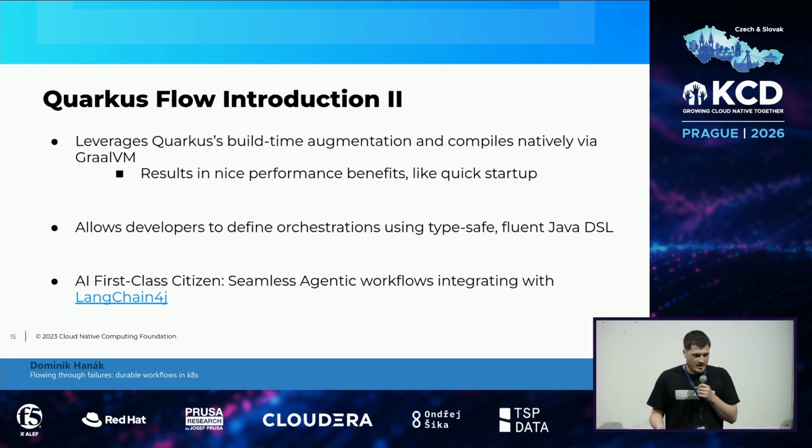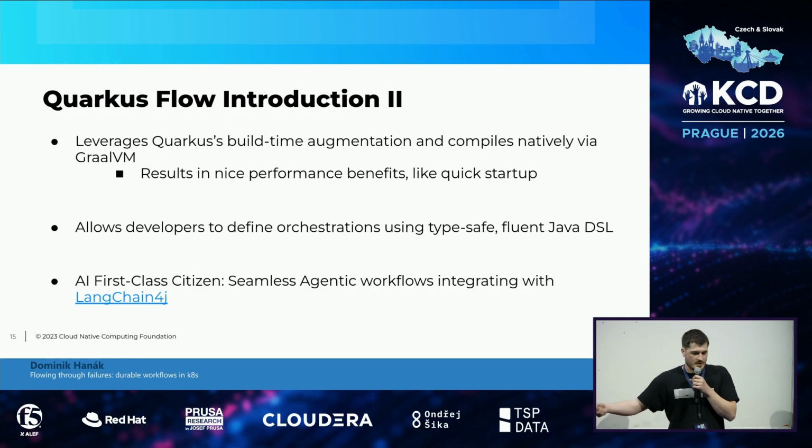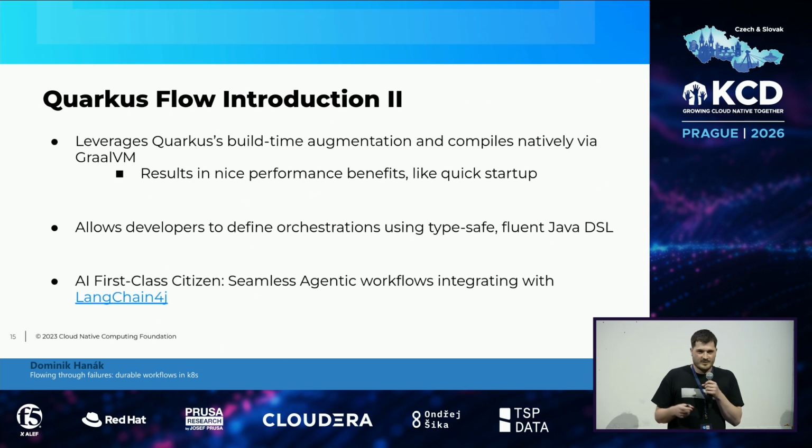Okay. Basically, we are integrating LangChain4j. So if you want to orchestrate multiple agents and do something with their output, augment it, etc., you can use Quarkus Flow for that. Is there anyone who knows what LangChain4j is?